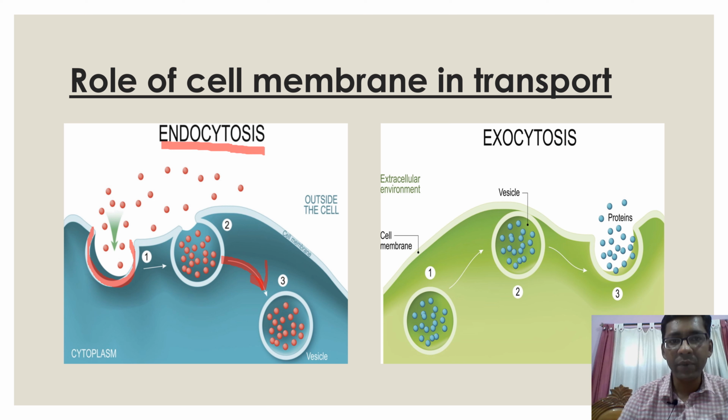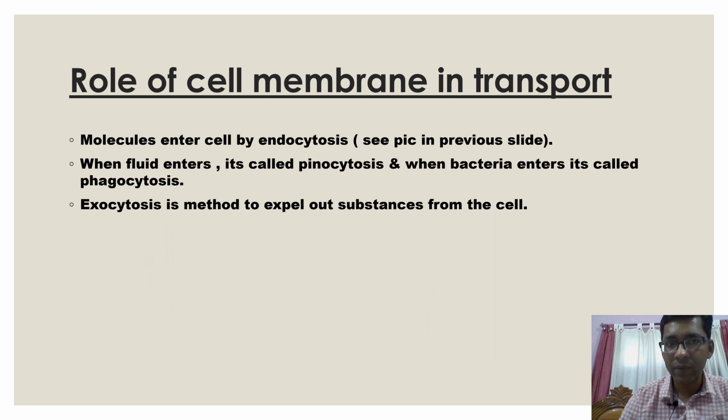So the substance is coming from outside the cell to inside the cell. Exocytosis is expelling some substances from inside the cell to outside. The procedure is the same. The substance gets bound with a vesicle, the vesicle gets attached to the cell membrane, and then it throws the substances out of the cell. This process is called exocytosis.